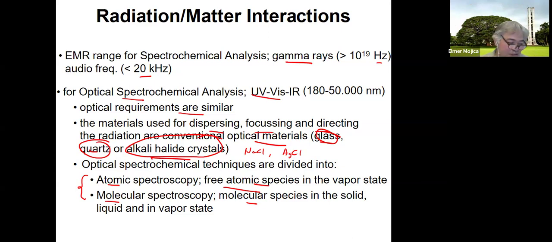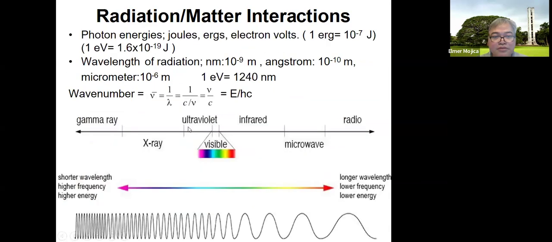Okay, so that is what we call some of the spectrochemical analysis that we have. If we're going to focus on the photon energies of electromagnetic radiation, we have joules, ergs, and electron volts. So 1 erg is 10 to the -7 joules. 1 electron volt is 1.6 times 10 to the -19 joules.